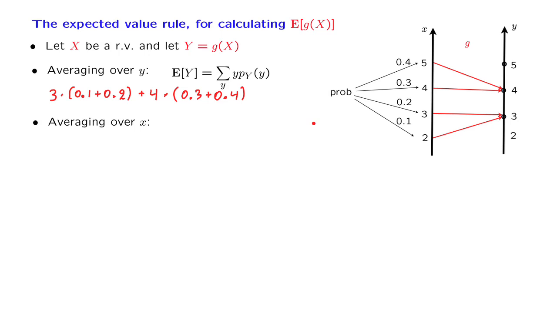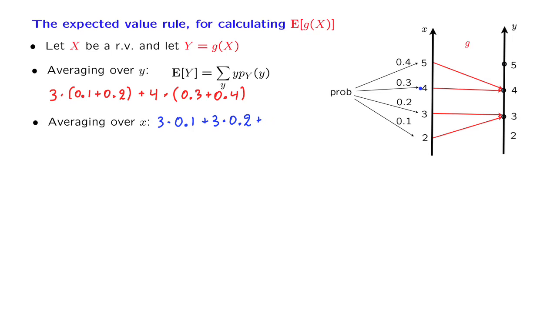And this corresponds to the following type of thinking. 10% of the time, x is going to be equal to 2. And when that happens, y takes on a value of 3. So this should give us a contribution to the average value of y, which is 3 times 0.1. Then, 20% of the time, x is 3 and y is also 3. So 20% of the time, we also get 3's in y.